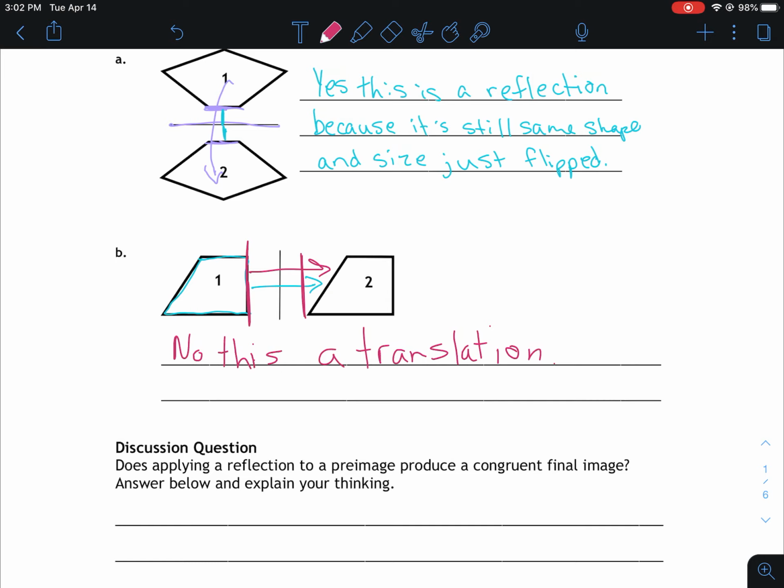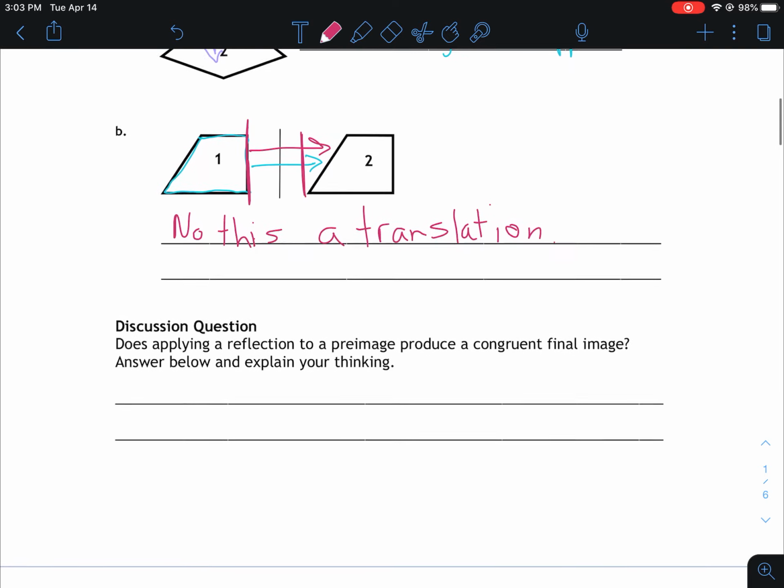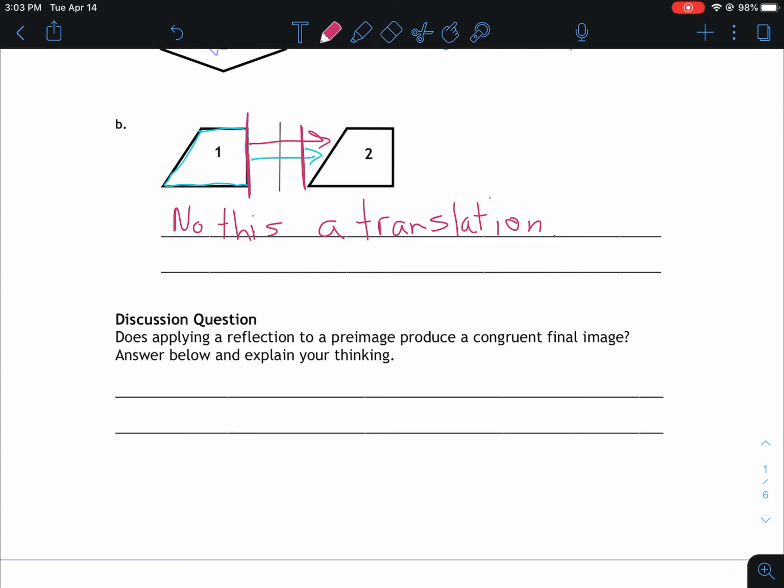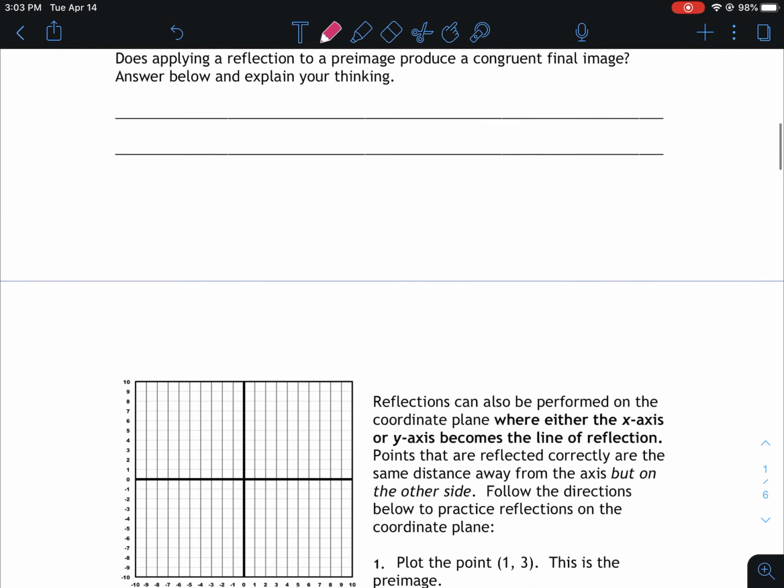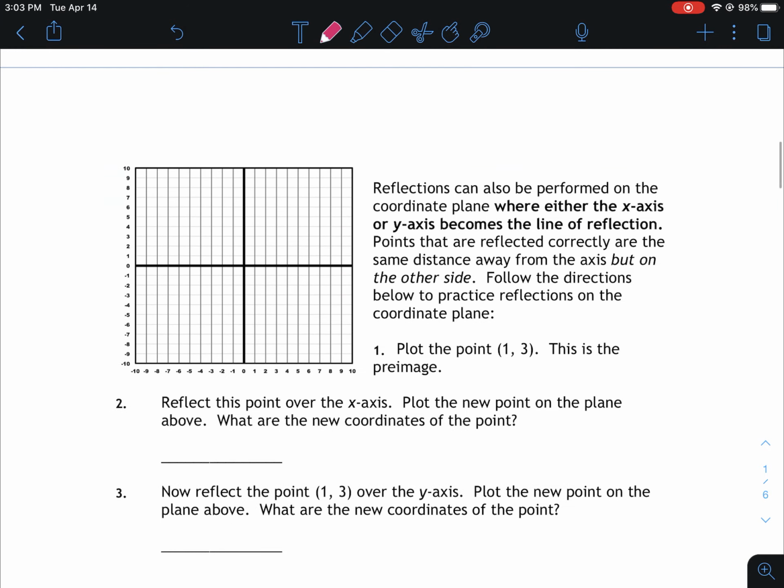Okay. So when I have this discussion question down here, does applying a reflection to a pre-image produce a congruent final image? So you need to write here, does it produce a congruent image or not? Well, we know that it does because we learned last time the word congruent means same shape, same size. Could be in a different location. It could also be flipped, but it is still remaining congruent. So make sure you write that there.